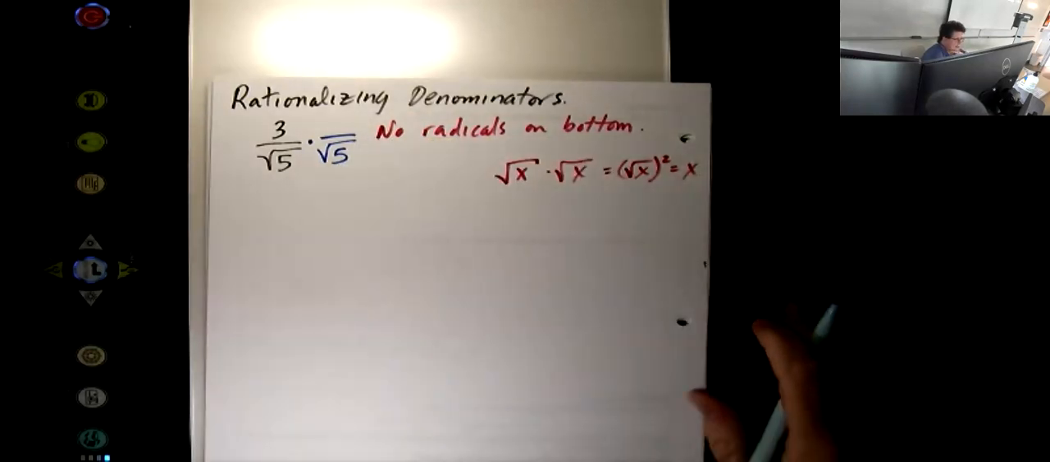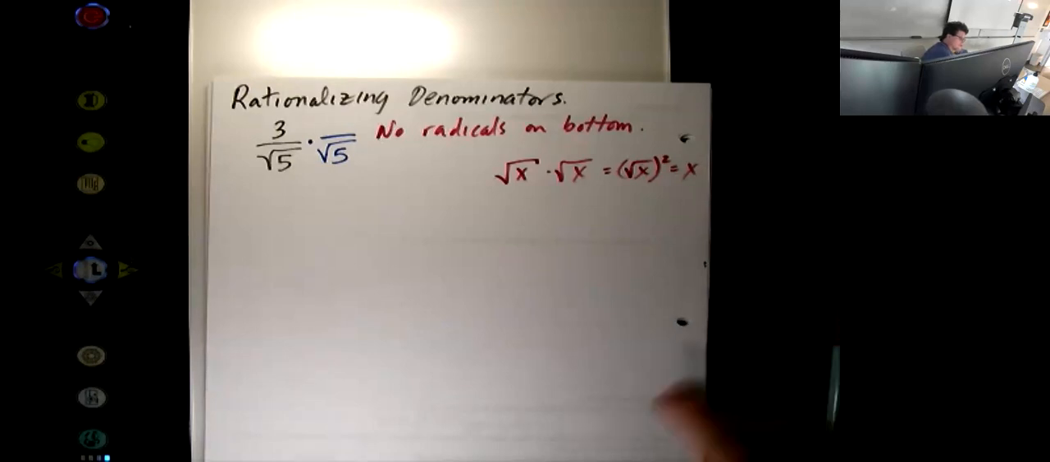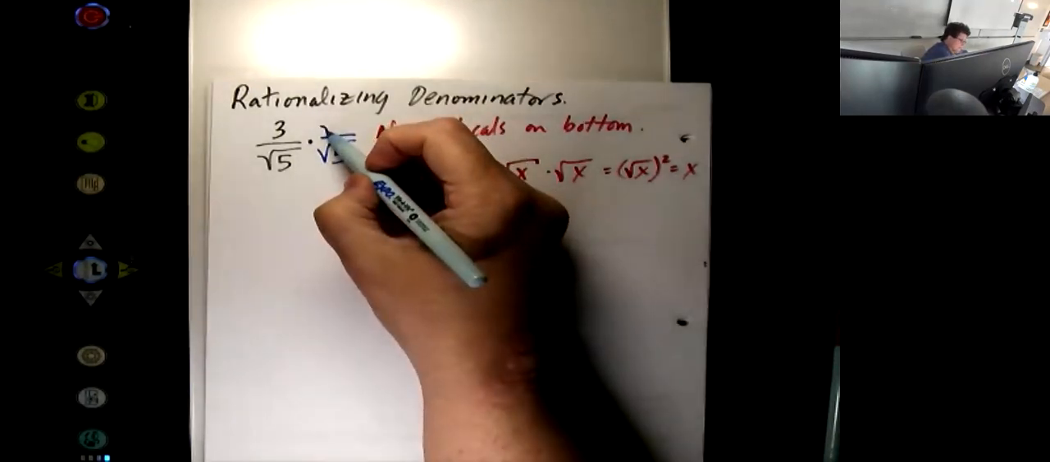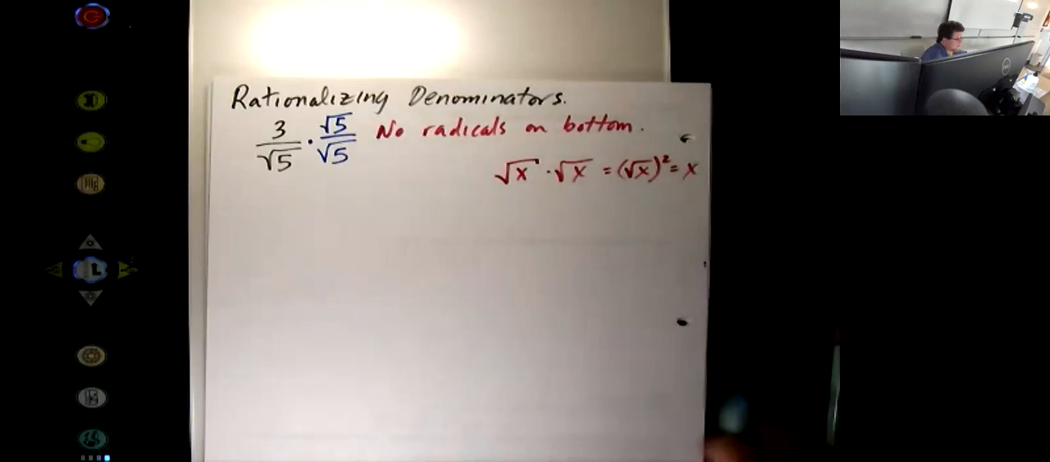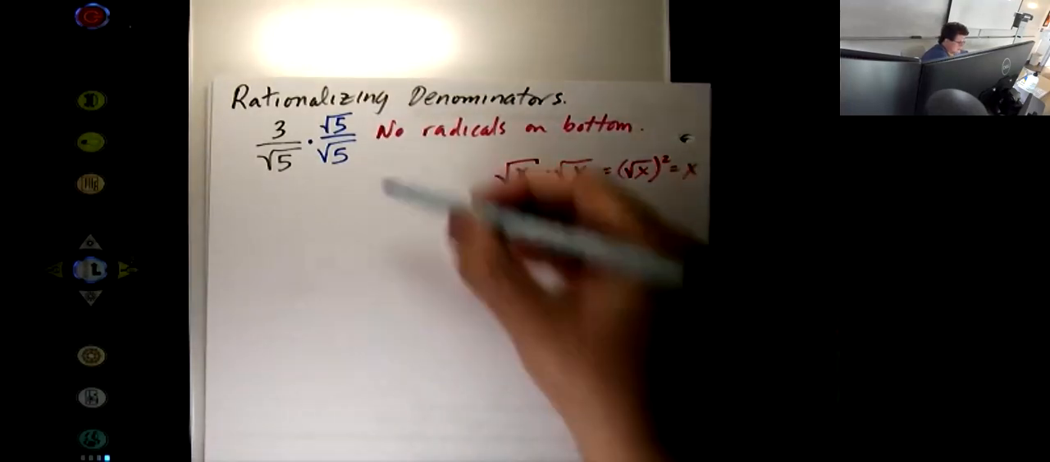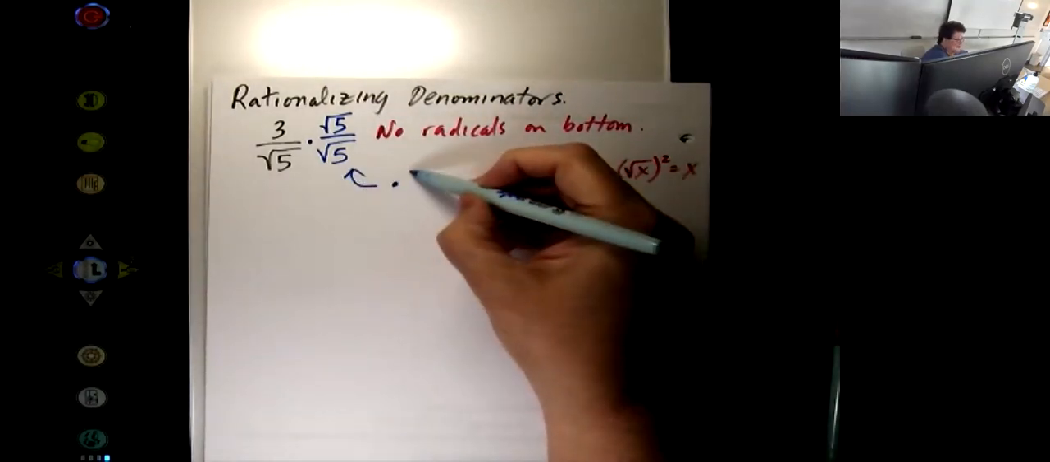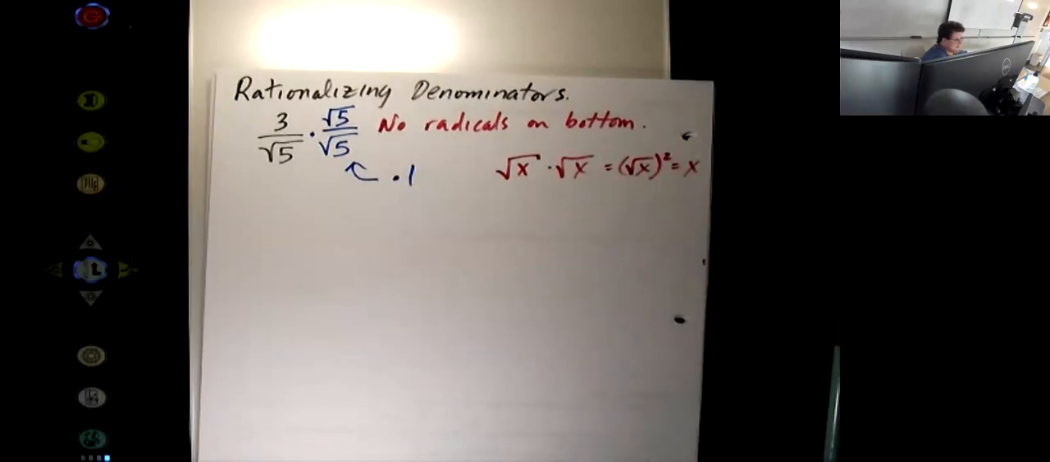But if I multiply the bottom and not the top, I'm actually changing the value. So I'm going to multiply the top and the bottom by the square root of 5. This is effectively multiplying by 1, and if I multiply by 1, it doesn't change the value.